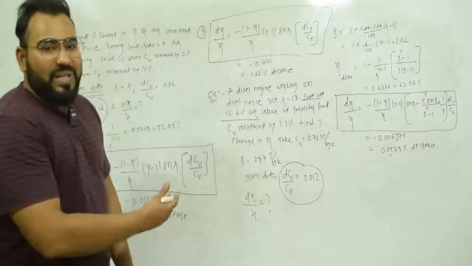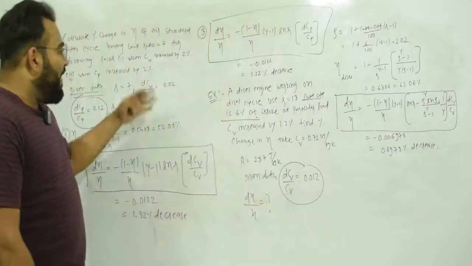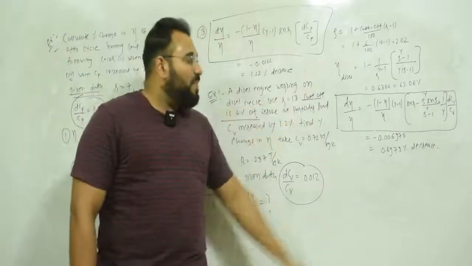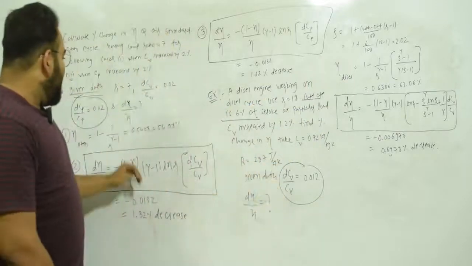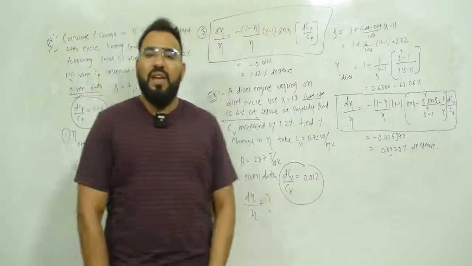In these two examples, you just have to apply the equations that you know from the theory. You have to just remember these equations, the efficiency equations for Otto and diesel, and that's it. You can easily solve this example.